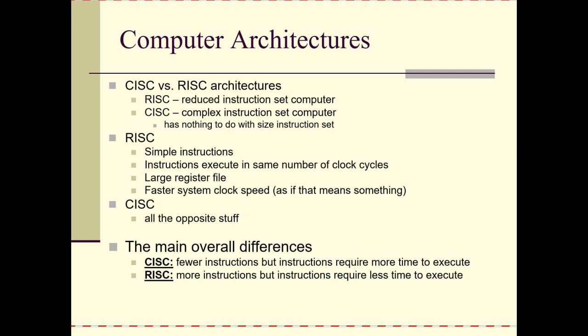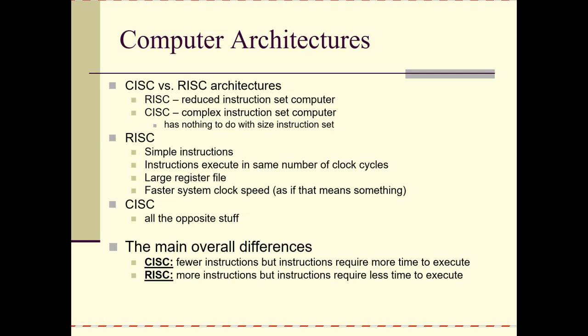Generally speaking, RISC has simple instructions that execute fast, and so you'll need more of them to get your program done compared to a CISC architecture.